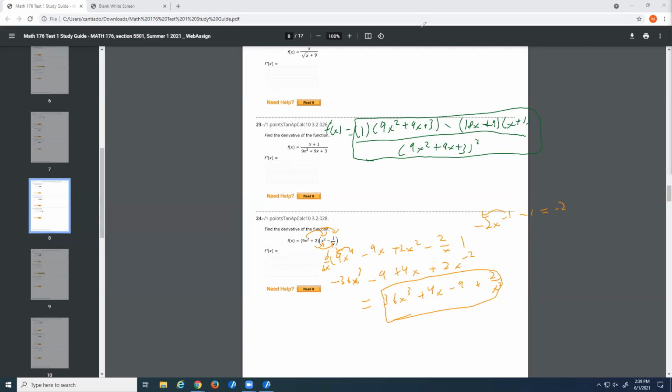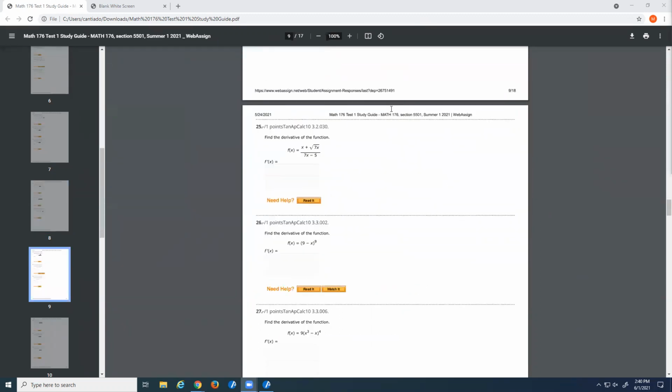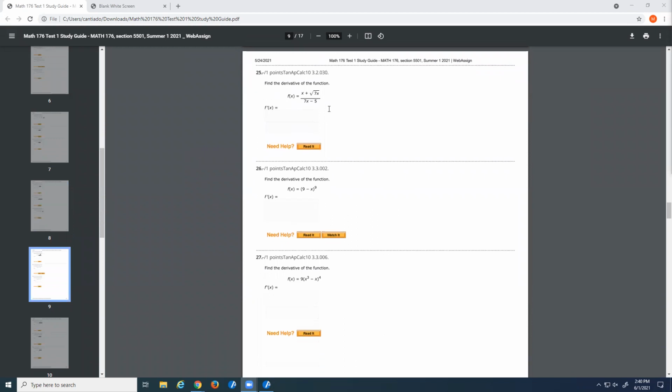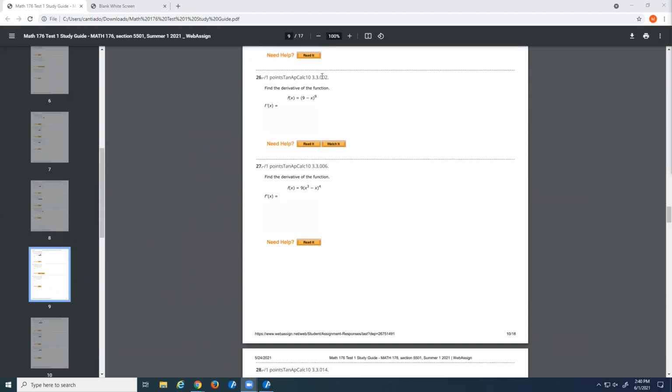Let me go ahead and clear all of these drawings and we can move on. Like I said before, I'm going to leave 25 to you guys and you can move on to number 26. And number 26 is our first introduction to the chain rule. So the chain rule concerns composite functions.